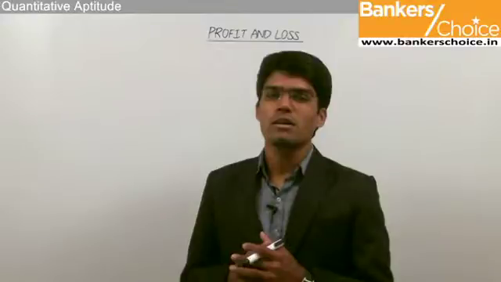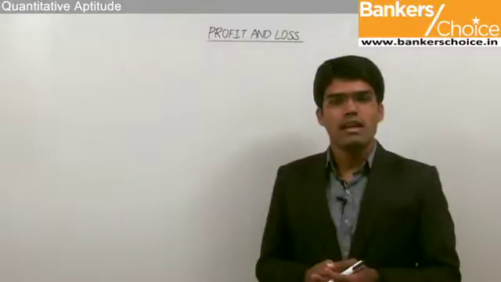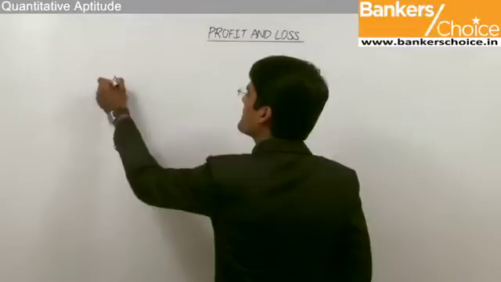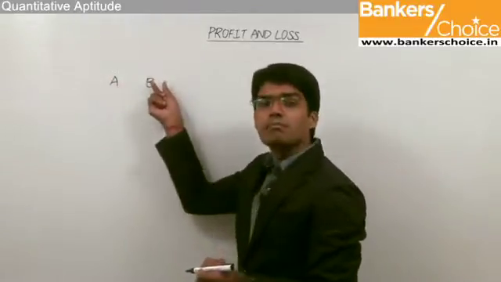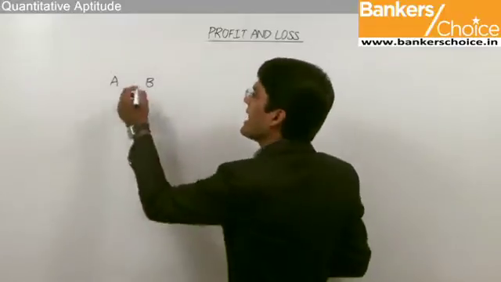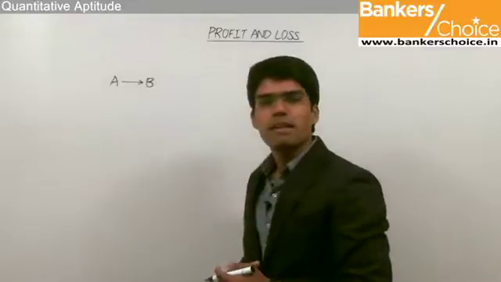In any business transaction, whenever an article is sold, the seller either makes a profit or makes a loss. Let us first understand how this happens. For example, let's say there are two persons, A and B. A is the shopkeeper and B is the customer. So we can say that A has sold an article to B, or B buys an article from A.